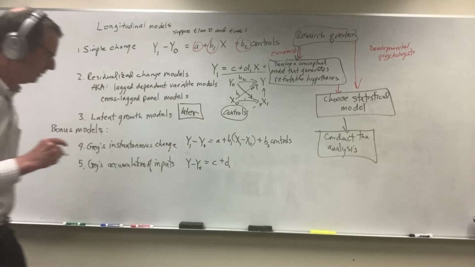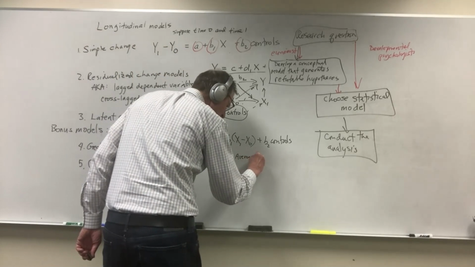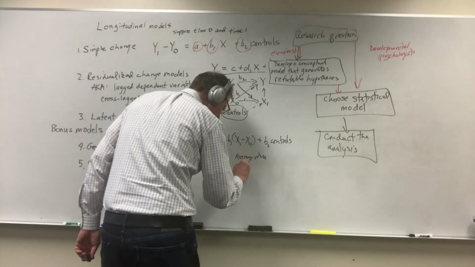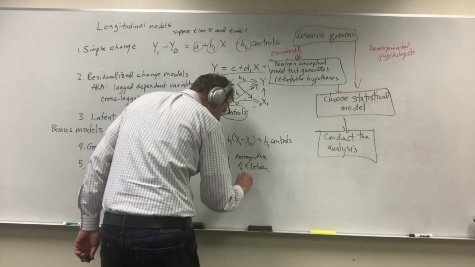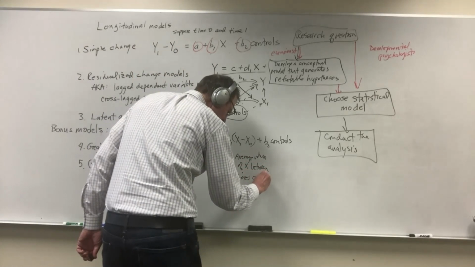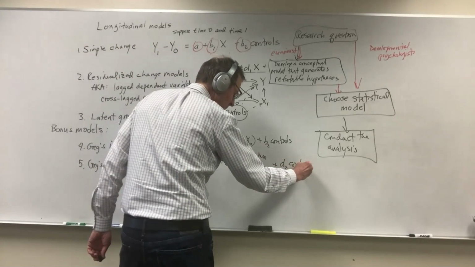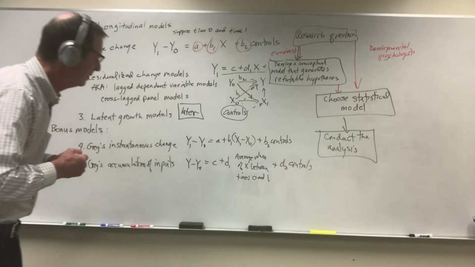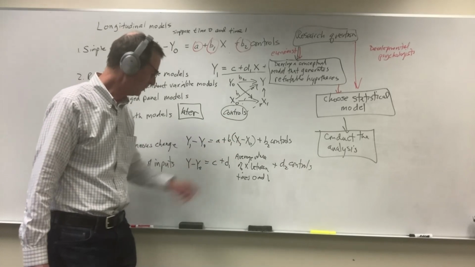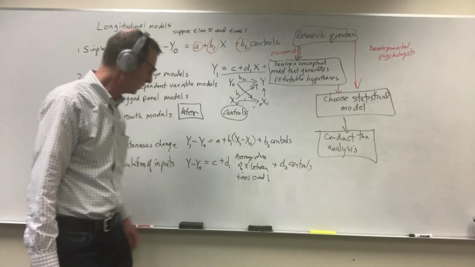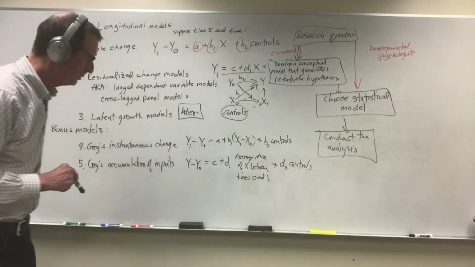But now the X that gets stuck in here is the average value of X between times 0 and 1, plus controls. So it's not just X1, it's not the difference between X1 and X0. It's kind of the average value of X between times 0 and 1.